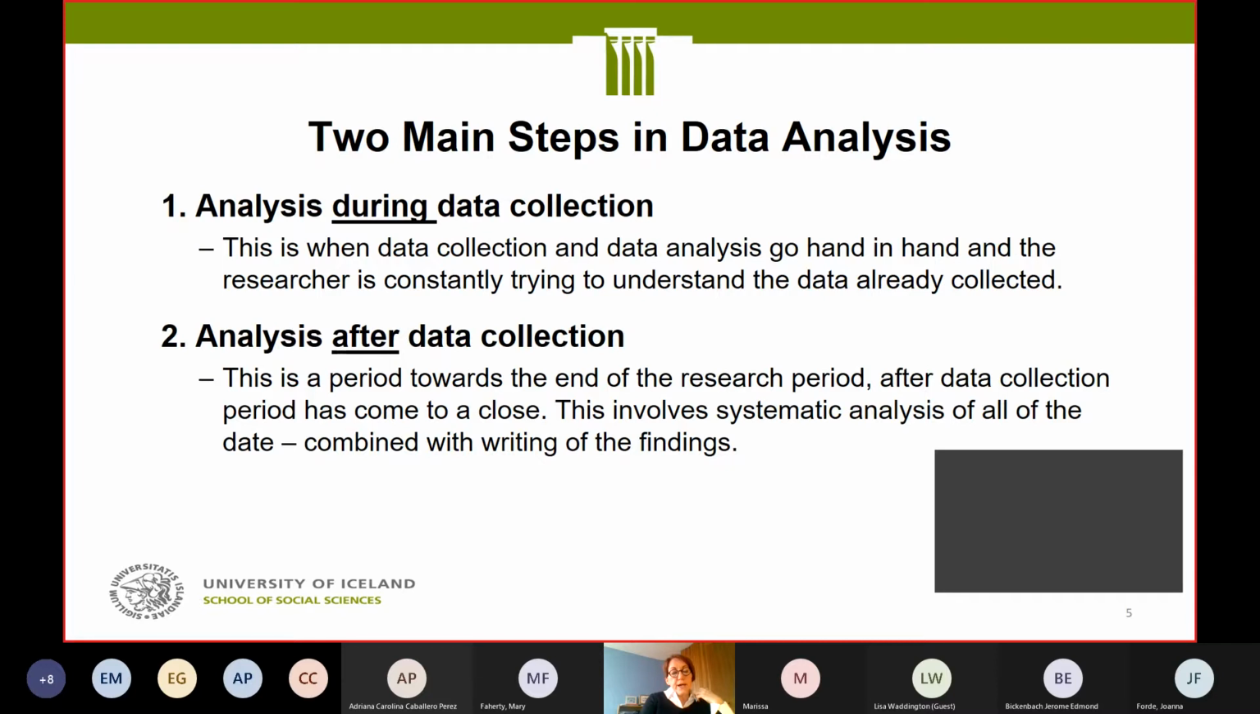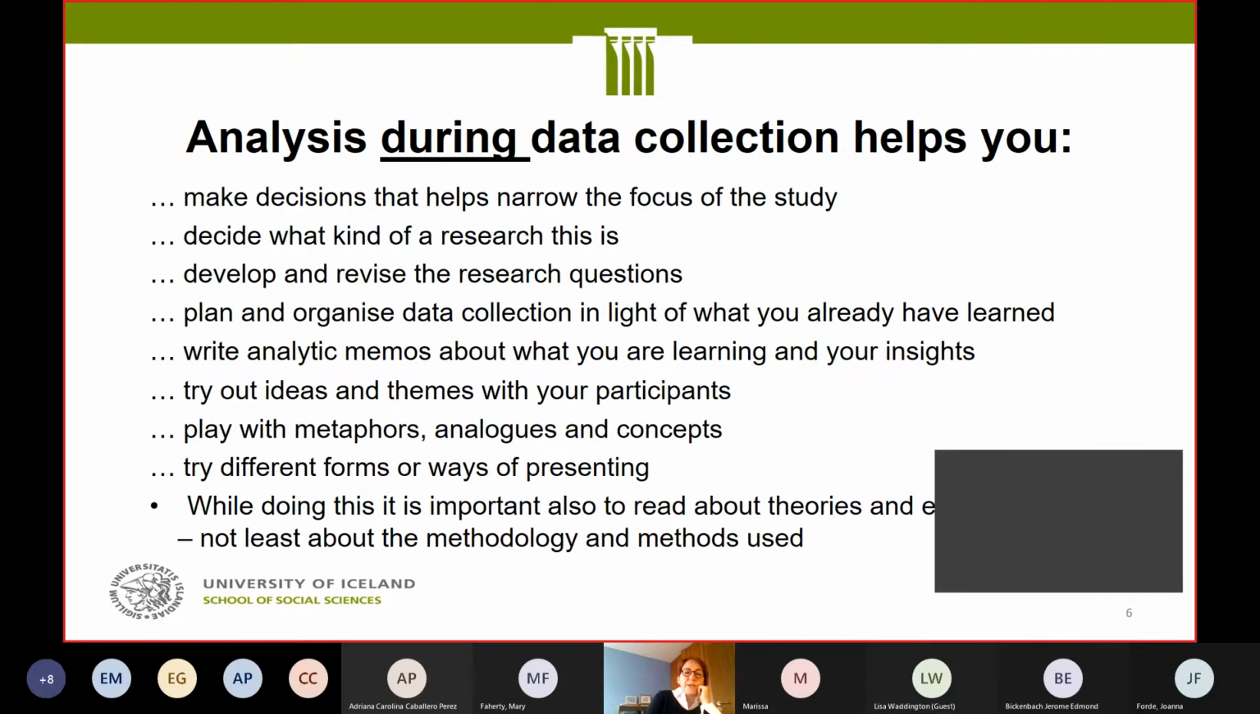And then it's analysis after data collection. And that is the period towards the end of the research, after the data collection has been completed. Then there is a stage where you go systematically through all of the data. And then this is combined with writing up of the findings. And analysis and writing must go hand in hand. I'll talk more about that later.